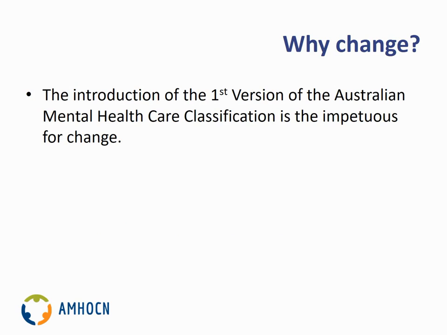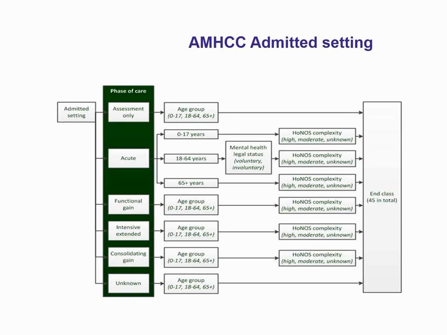Basically, the impetus for change is the introduction of the first version of the Australian Mental Health Care Classification. This classification tries to group consumers who are clinically similar into groups that have similar resource needs. You'll see from the classification in admitted settings that the HONOS, legal status and age group, along with the mental health phase of care, are used to group consumers into clinically similar groups with similar resource needs.